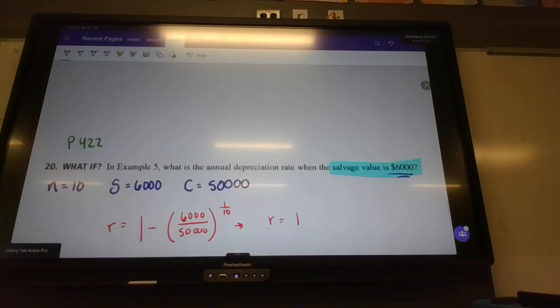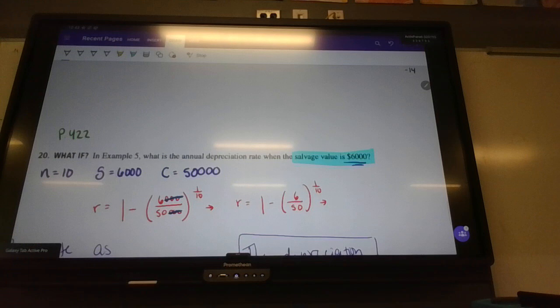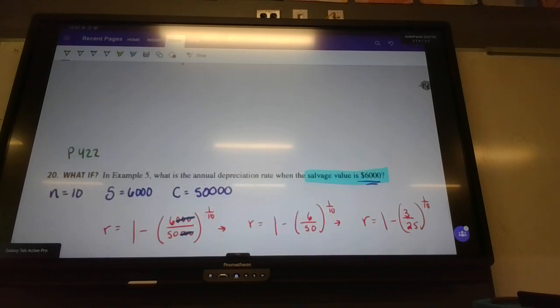I'm just going to simplify this for my own purposes. I'm going to reduce it. The zeros can cancel out. So this is actually 6 over 50 to the 1/10, which would actually be 1 minus 3 over 25. All right, give it a go. Try to put that in your calculator and see what you get. What would the rate be?